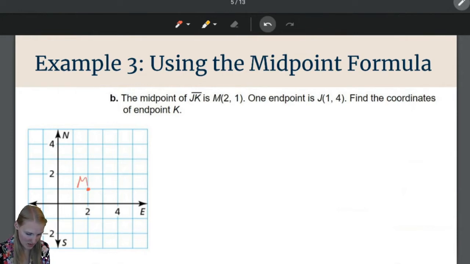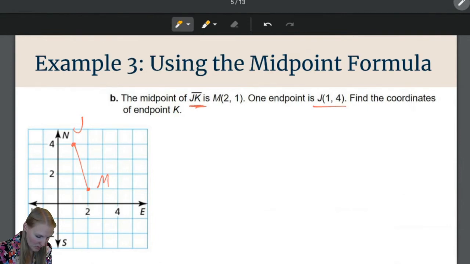All right. And one endpoint is J, 1, 4. And now this M is in the way. That was bad placement. Okay. So this is JM, but we're looking for JK. So, okay, so this goes further. Okay, I have no idea if that is the actual point, but it looks like it could be. Something like this. In fact, let me draw that in yellow.